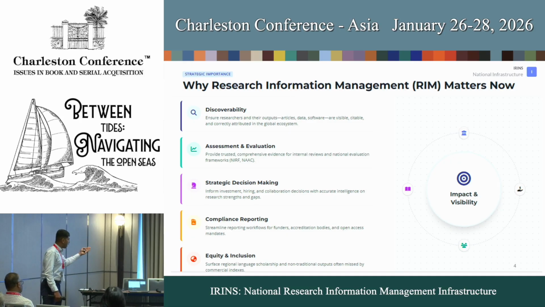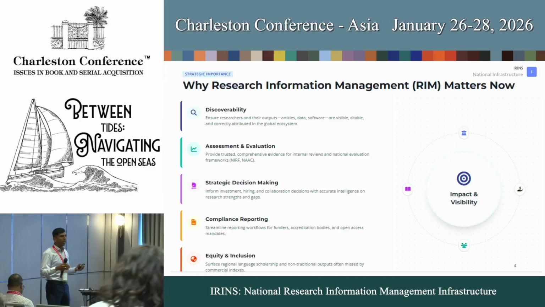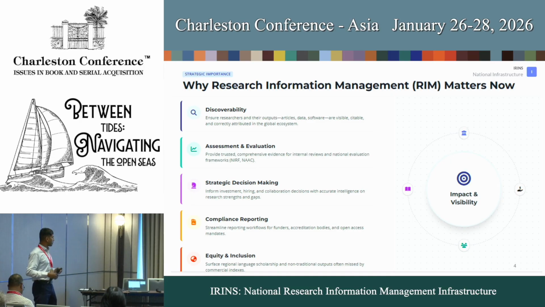Then compliance and reporting. Whenever a funding agency, policy maker or government institute asks for data about the institute, they have to produce a report. For that, we need a research information management system. The last one is equity as well as inclusion. For example, many faculty, particularly in India, publish articles in local journals or in regional languages. Those articles and research output should have proper visibility so that it represents 100% of the research output of the particular institute or faculty members.